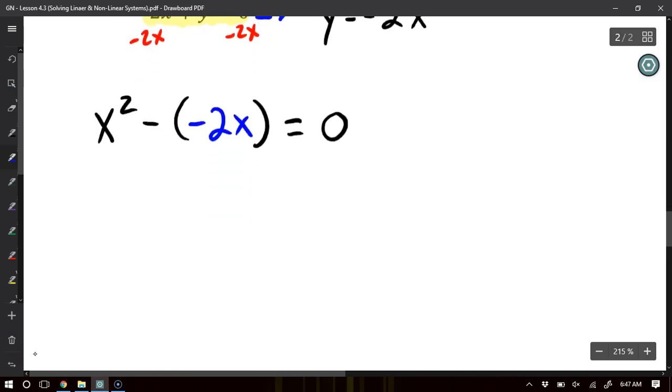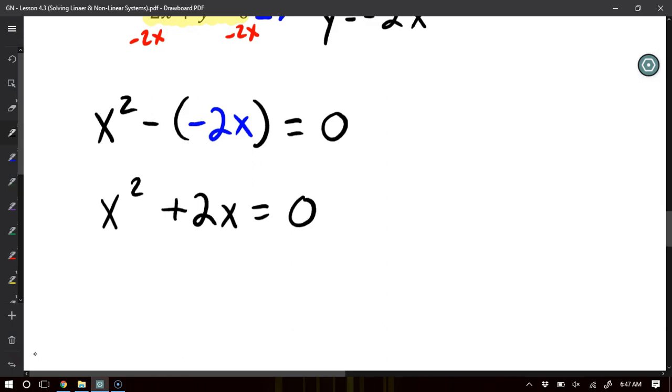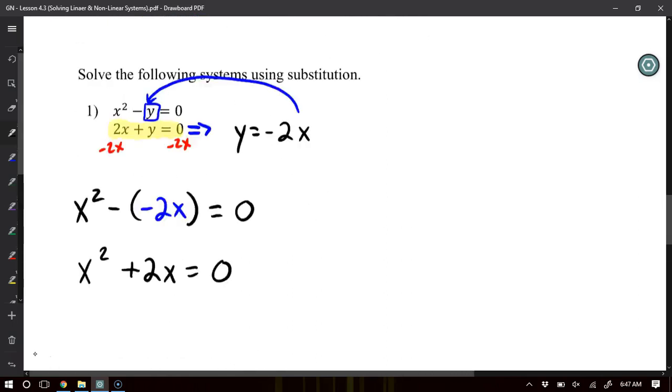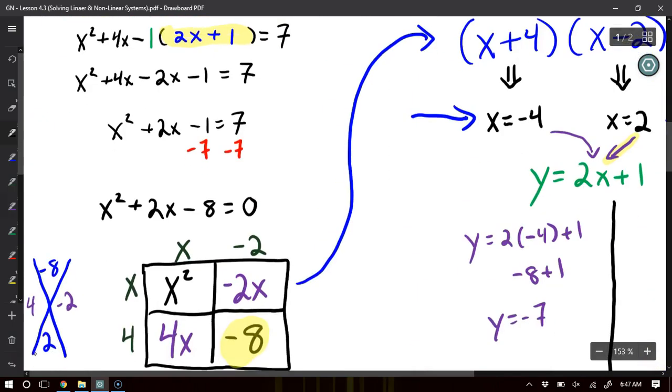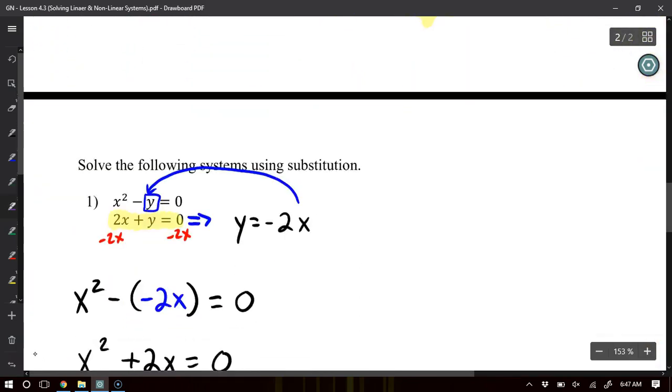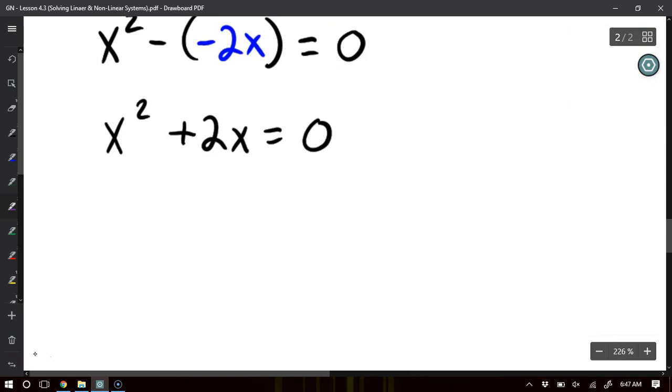And then I distribute: x squared, negative times negative is positive, plus 2x. In this case, I would look at, can I combine like terms? There are no like terms. I need to now set equal to 0. Oh, look at that, it's already equal to 0. So this, remember, is a different factoring technique because unlike the previous example where we had a trinomial, we had 3 terms. In this case, we have 2 terms.